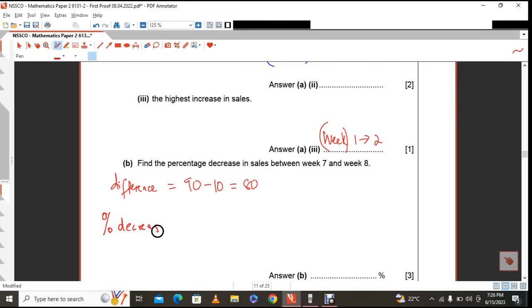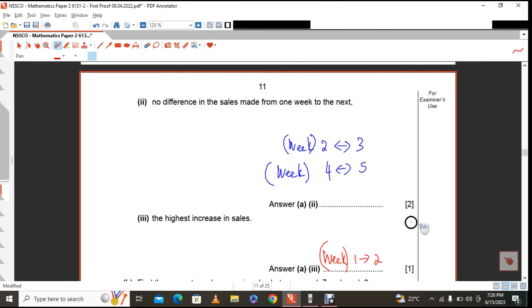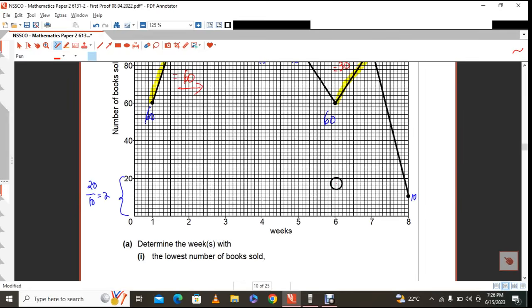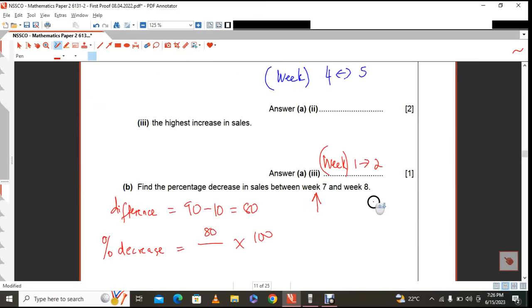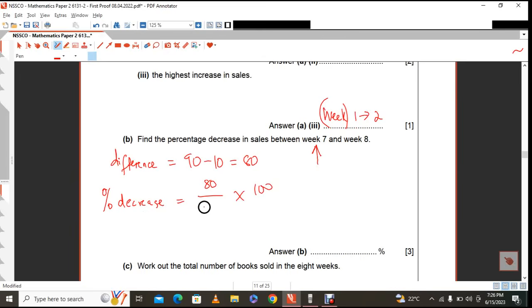Then the percentage decrease is always that difference. Of course, we're going to multiply that by 100%. That difference, but over what? From week seven to week eight. So we need to go look at what was the sales at week seven. Week seven, the sales were 90. So it has to be over 90. All right, originally what it was. And then you just go ahead and you multiply that out.